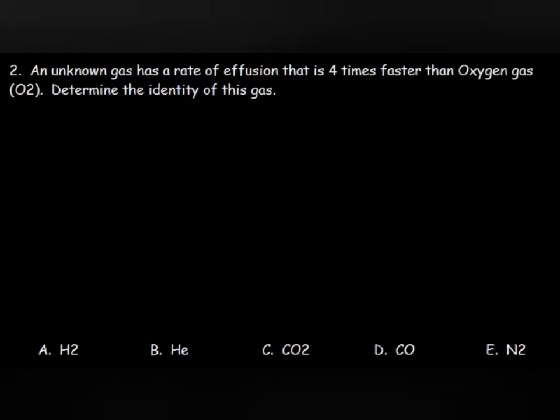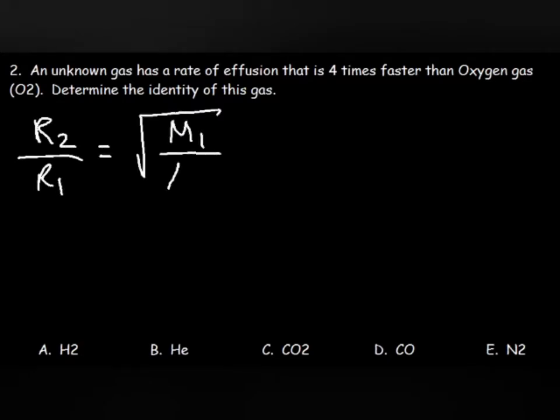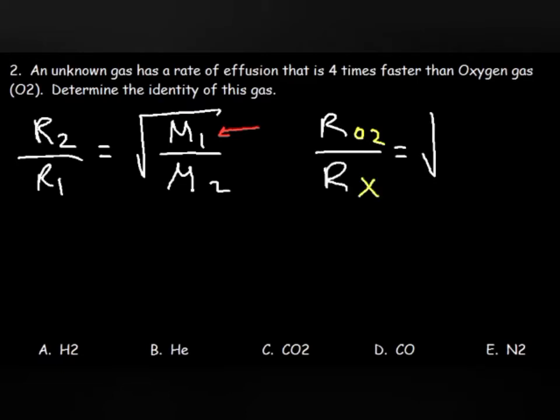Let's start with the equation for Graham's law of effusion. And now, we need to know which substance is going to correspond with which subscript. So, we need to find the molar mass of the unknown gas. So, it's easier to solve for M1 rather than M2 because M1 is on top. So 1 is going to correspond to the unknown gas, and 2 is for oxygen. So what we have now is R of O2 divided by R of the unknown gas. That's going to equal the square root of the molar mass of the unknown gas divided by the molar mass of O2.